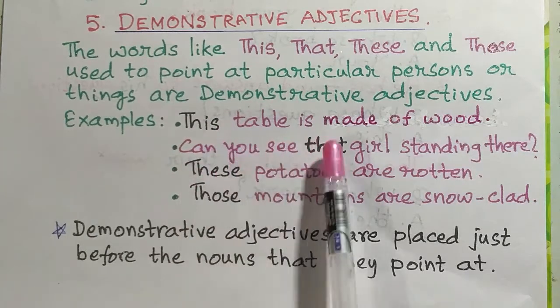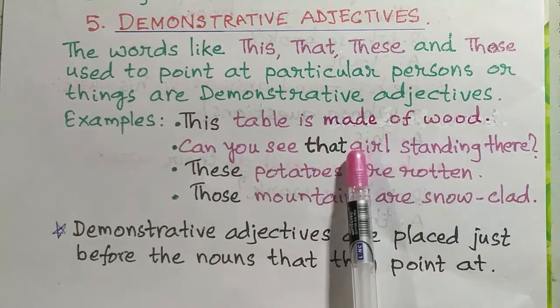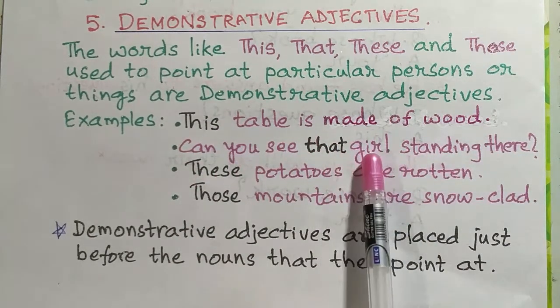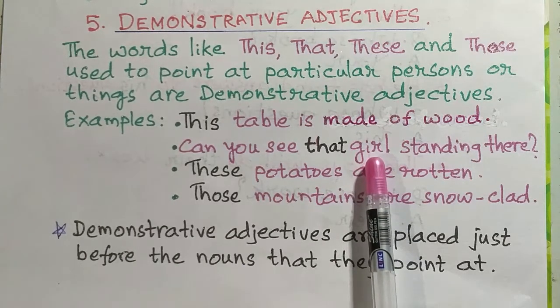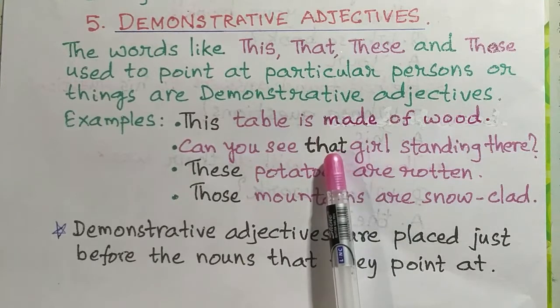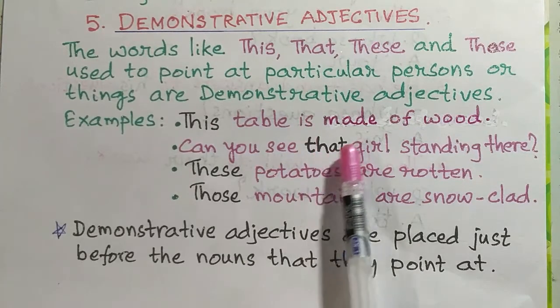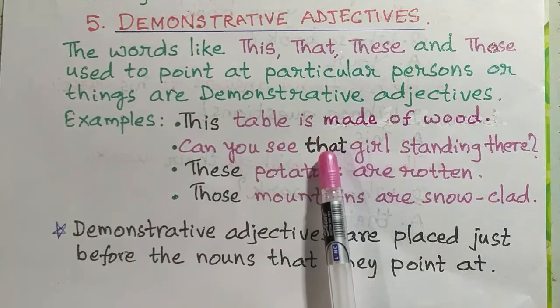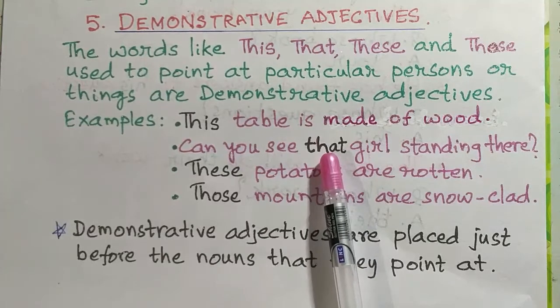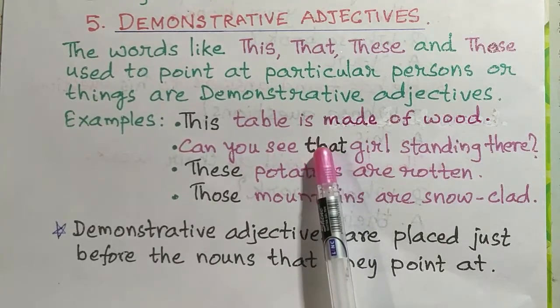Then can you see that girl standing there? So we are talking about a particular girl, we are pointing at a particular girl. So the word that helps us to do that is that. So we are talking about the noun girl, so this means it is playing the role of adjective. So therefore that here is demonstrative adjective.